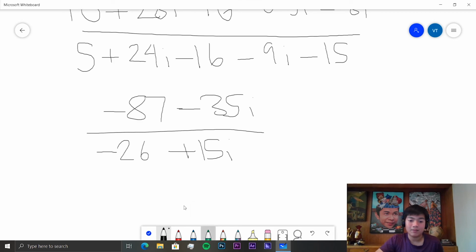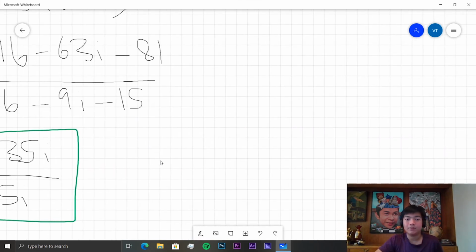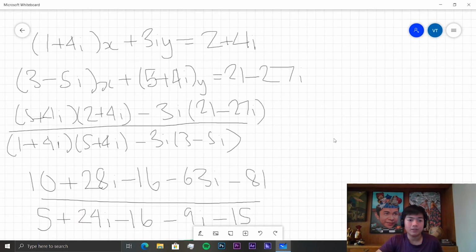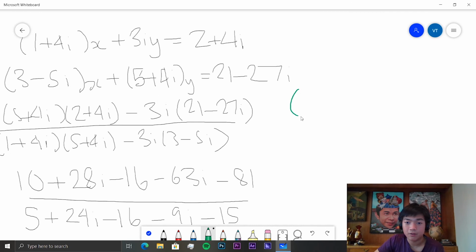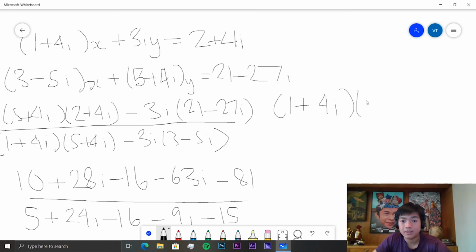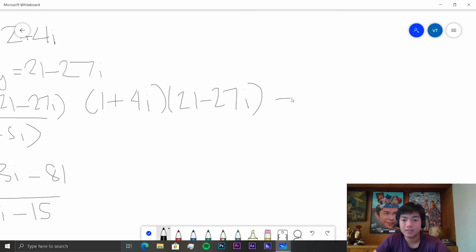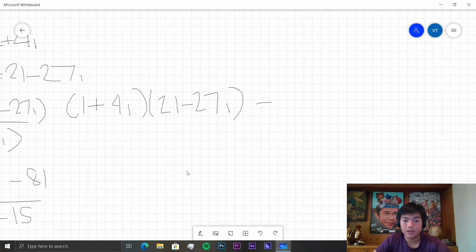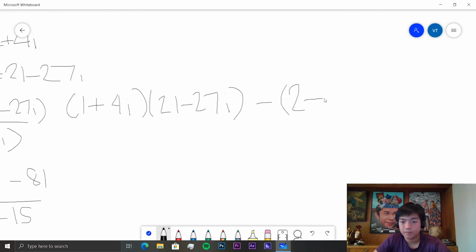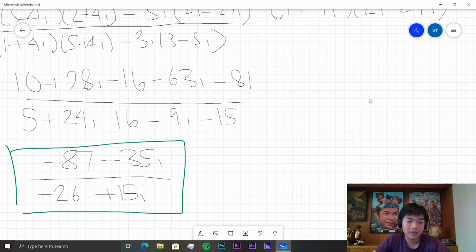But what is our y value? Well, our y value is, if we go back to the equations and we need to get AF, so 1 plus 4i times 21 minus 27i minus EC, so this is minus E, it's 2 plus 4i times C, so that would be 3 minus 5i, all over this other number, which is negative 26 plus 15i.